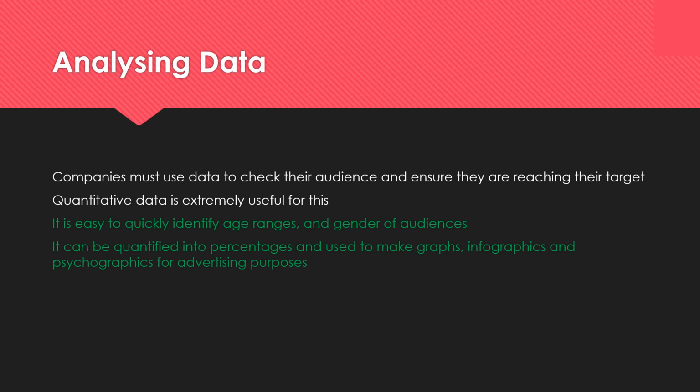So basically, when it comes to analysing the data, you need to think about why companies must do it in the first place, with all the purposes that we've just gone through. But also, we need to be able to do it ourselves. So quantitative data is really useful for analysing age ranges, gender, social class, all that kind of information. And you can quickly use that information to make graphs, infographics and psychographics, which we learn in Learning Outcome 4. So what we need to do is be able to look at quantitative data and make assumptions based on that information.